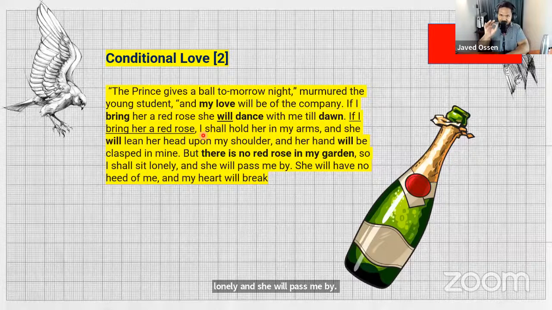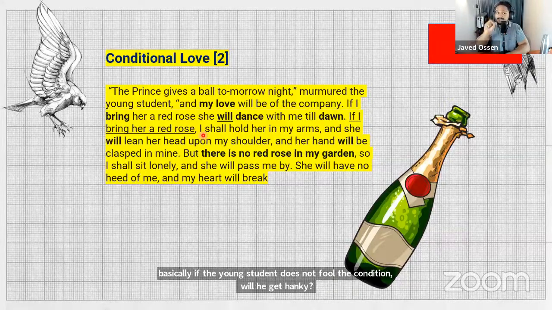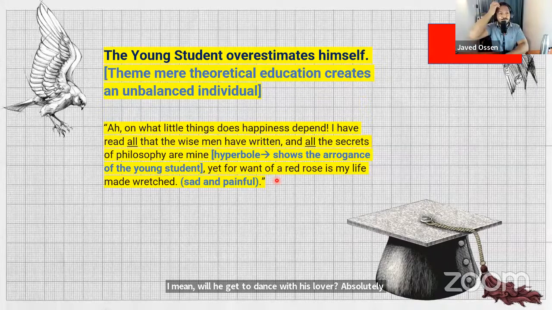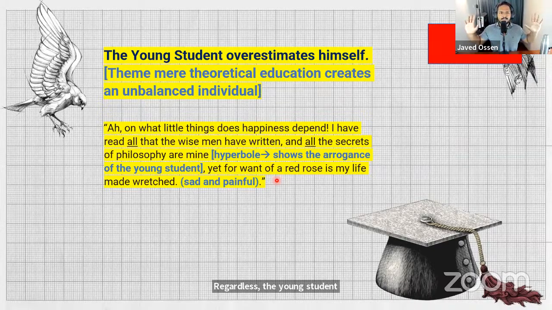So basically, if the young student does not fulfill the condition, will he get hanky? I mean, will he get to dance with his lover? Absolutely not. No hanky-panky if he doesn't fulfill the condition. Regardless, the young student is merely educated. The only thing that he has is education.